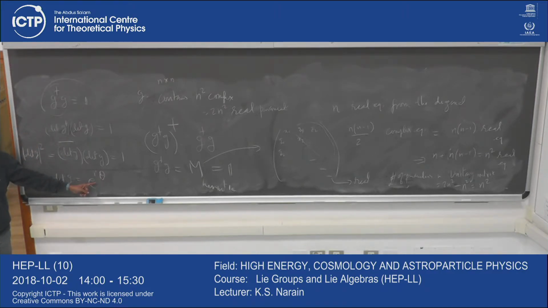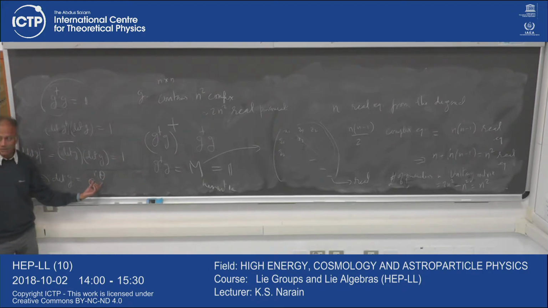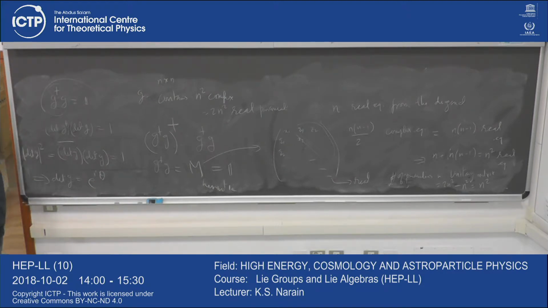You see, for generic such choices of n square parameters, we will get a determinant which is not equal to 1. But when you set that equal to 1, you remove one parameter also. You are left with n square minus 1 parameters.